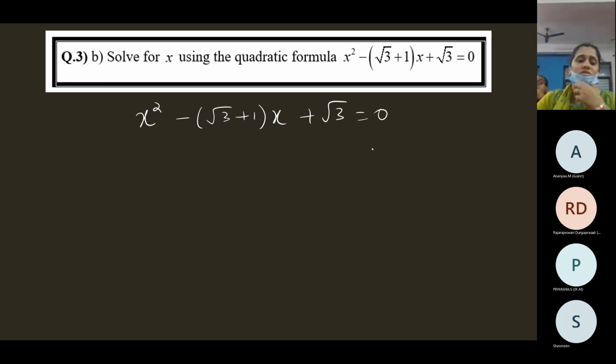Now, if you have to solve this using the quadratic formula, you can see that on the next slide. Now, we'll solve it by splitting the middle term. So always release the terms from the bracket.